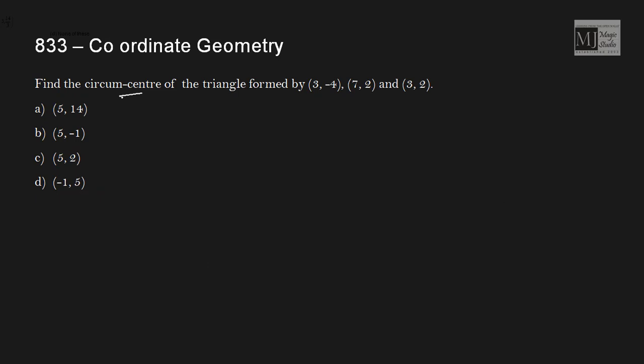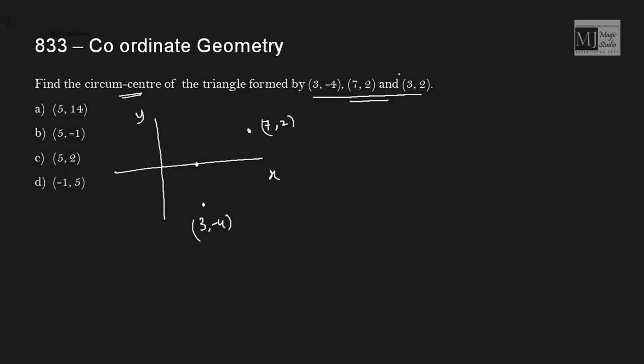Find the circumcenter of the triangle formed by these 3 points on the coordinate axis. Okay, let's see where these 3 points are. X-axis, Y-axis. First point is 3, minus 4. 1, 2, 3, minus 4 on the negative Y-axis. 1, 2, 3, 4. Suppose this is 3, minus 4. Then 7, 2. And we have 3, 2.